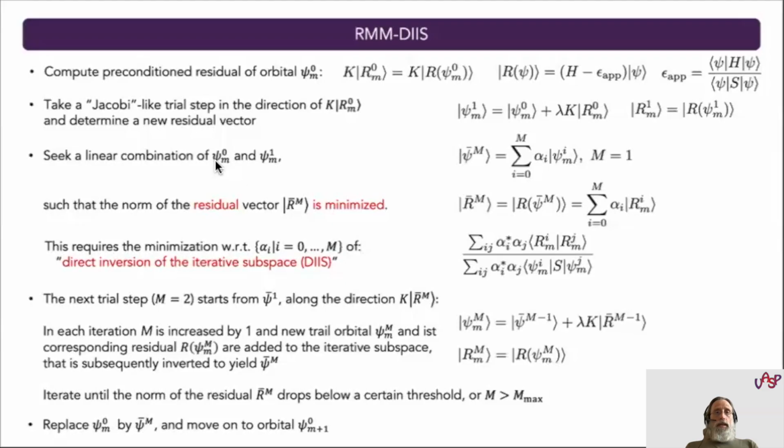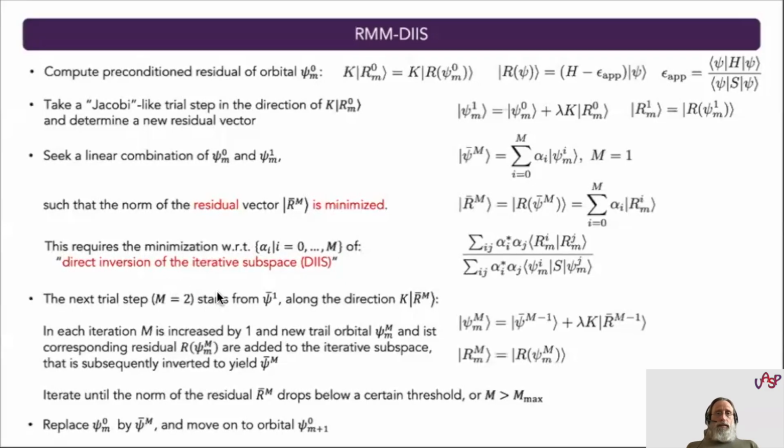And then we seek a linear combination of psi0 and psi1 in such a way that the residual is minimized. So the residual is computed as a linear combination. We assume that the residual is linear in the residuals of psi1 and psi0, in the same way that this linear combination is taken here. And we want to minimize this residual. This means that we have to minimize this expression with respect to these parameters alpha i. This is called the direct inversion of the iterative subspace.